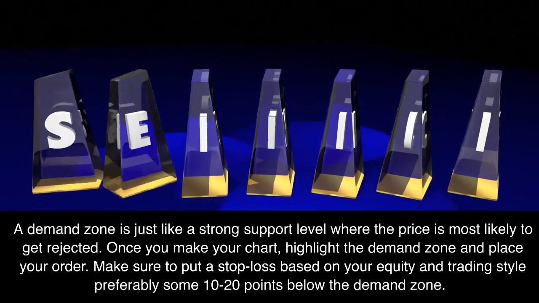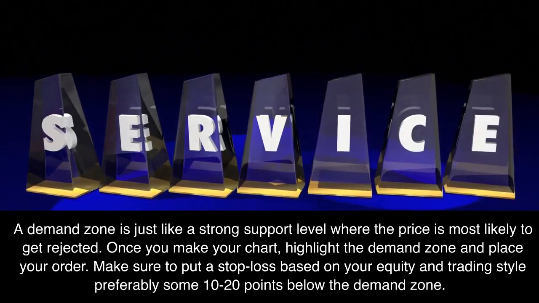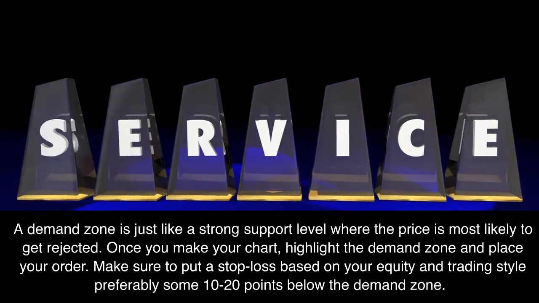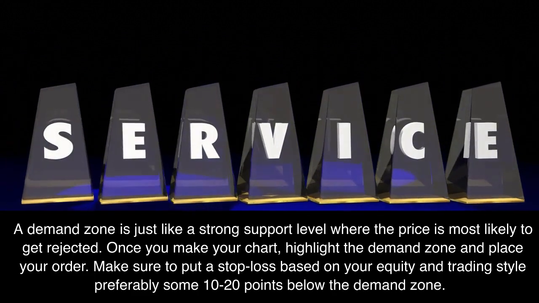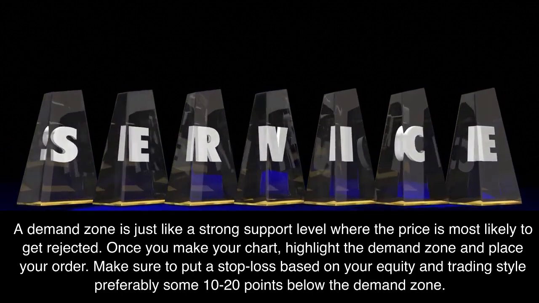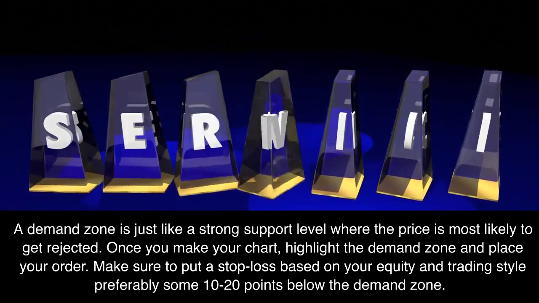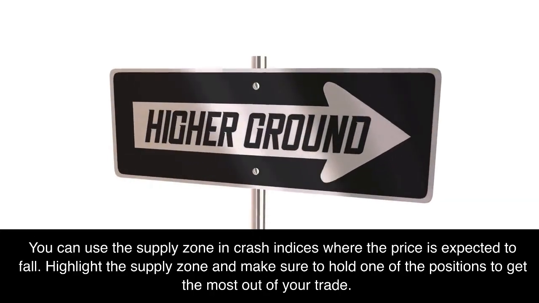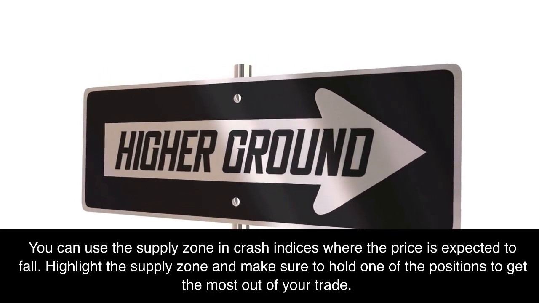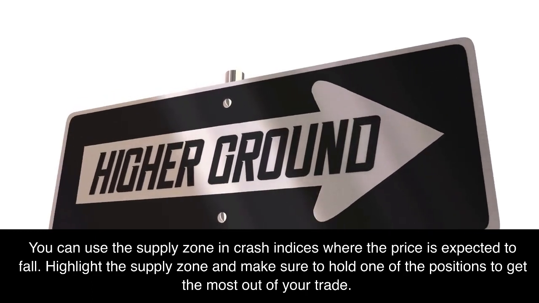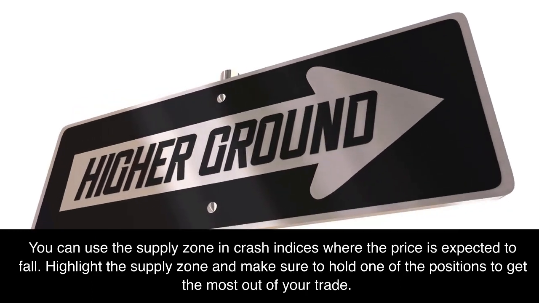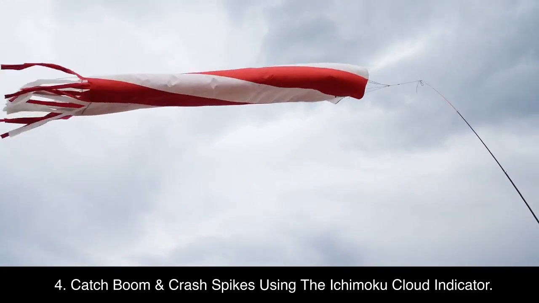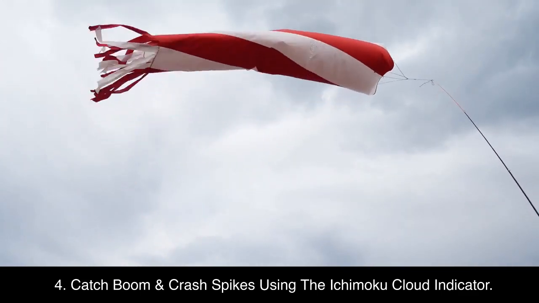A demand zone is just like a strong support level where the price is most likely to get rejected. Once you make your chart, highlight the demand zone and place your order. Make sure to put a stop loss based on your equity and trading style, preferably some 10 to 20 points below the demand zone. You can use the supply zone in crash indices where the price is expected to fall. Highlight the supply zone and make sure to hold one of the positions to get the most out of your trade.